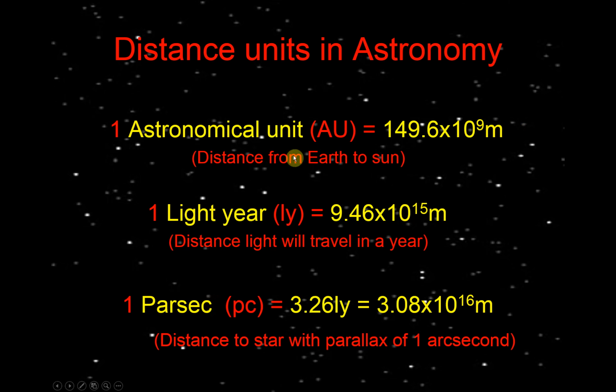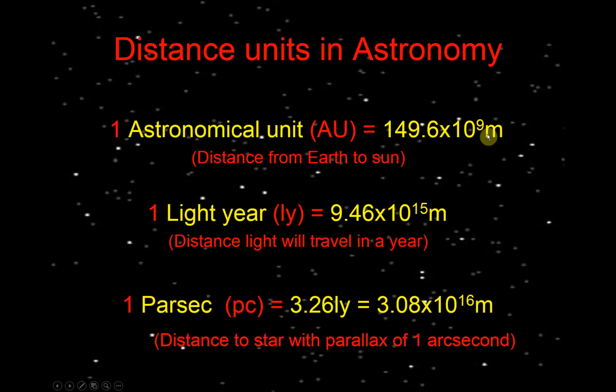So one astronomical unit is defined as the distance from the Earth to the Sun. One astronomical unit, abbreviated as AU, is about 150 billion meters, or 149.6 times 10 to the 9 meters. Now the Earth's orbit isn't perfectly circular, so there's a little bit of variation in this distance, so this is a bit of an average.